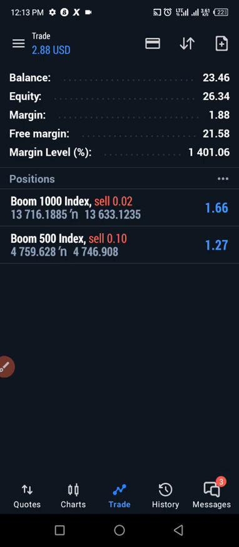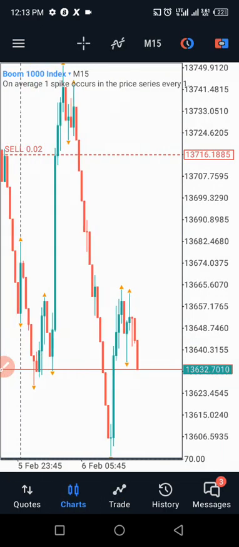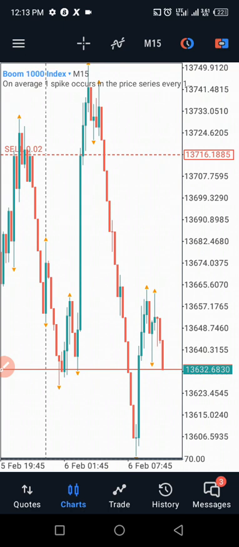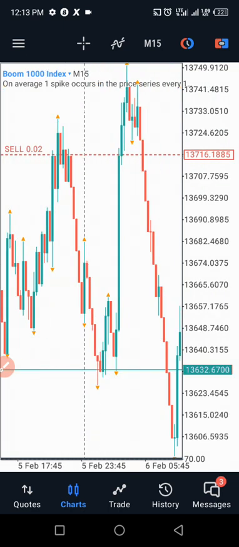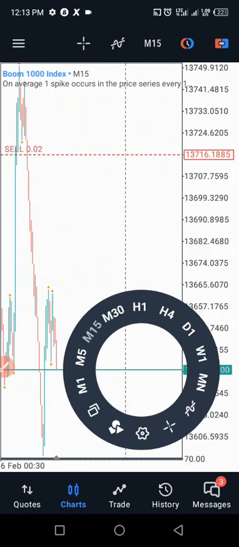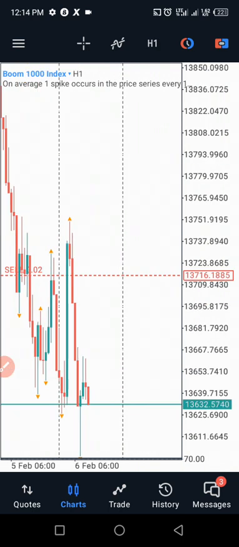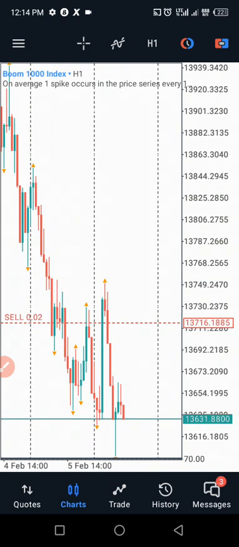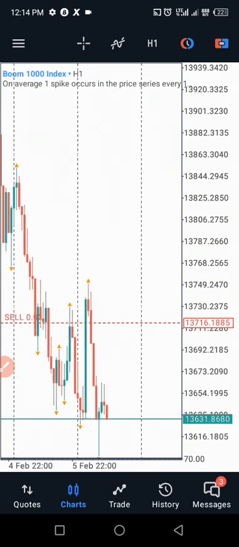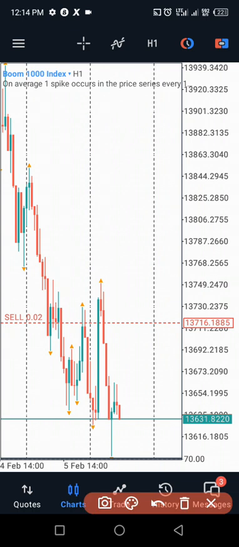You can see that we finally are able to take a trade on Boom 1000. If you remember, just yesterday we did an analysis and I told you guys that we are going to be taking an entry. And as you can see, I already made an entry somewhere around here.